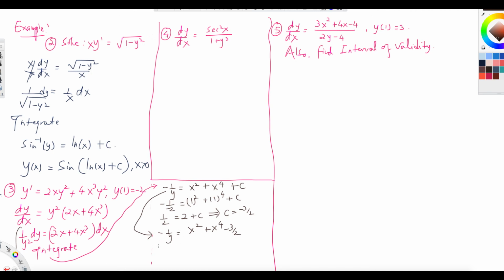So what you get is y of x equals negative 1 over x square plus x to the 4 minus 3/2. This is the solution.